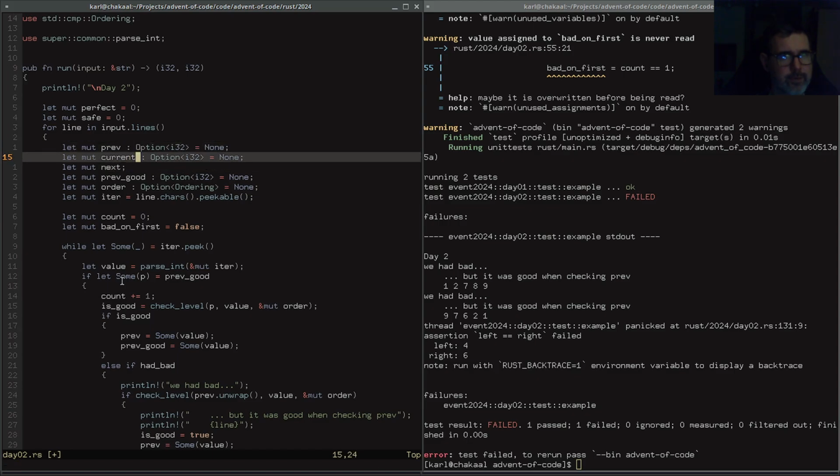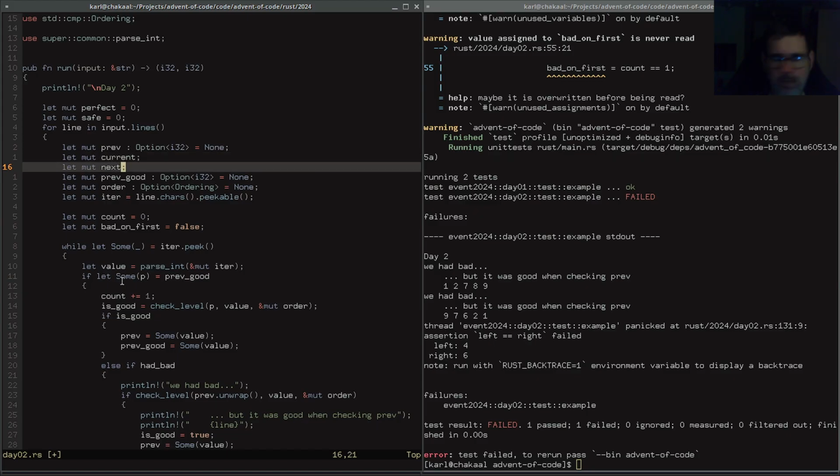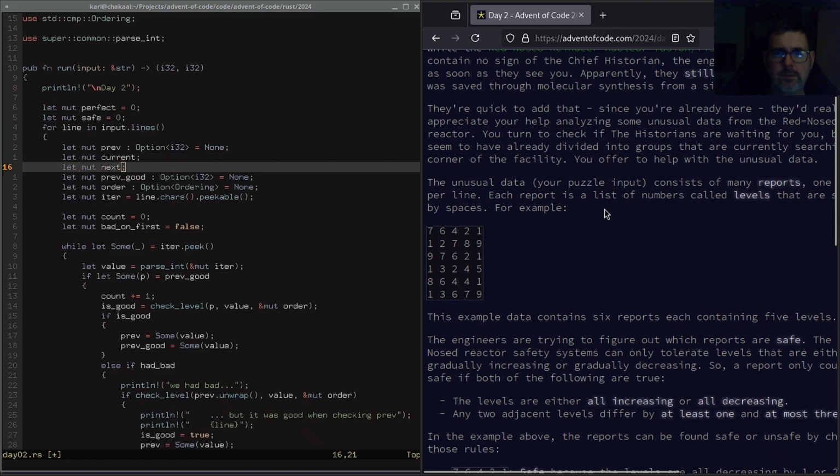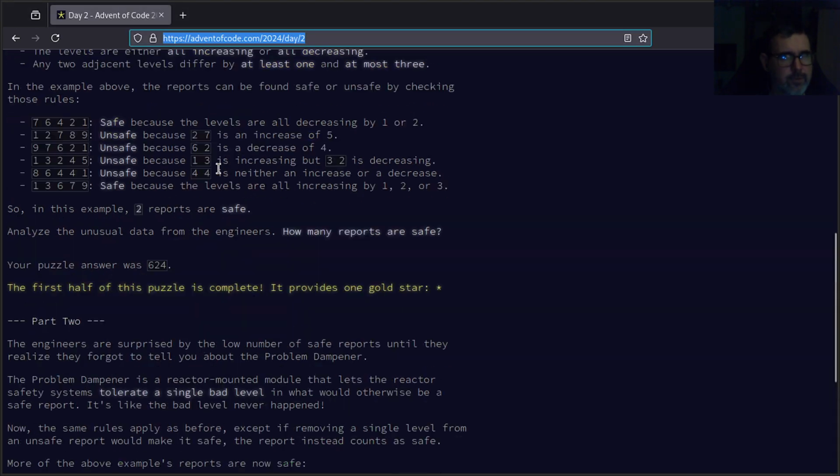So we may not have a previous. I think current we should always have. And next doesn't really matter. Now I'm not sure what Rust is going to let us do here in terms of initialization. But I guess we'll cross that bridge when we come to it. And then I guess we also want, what is our verbiage here? Let's actually switch over to the big one.